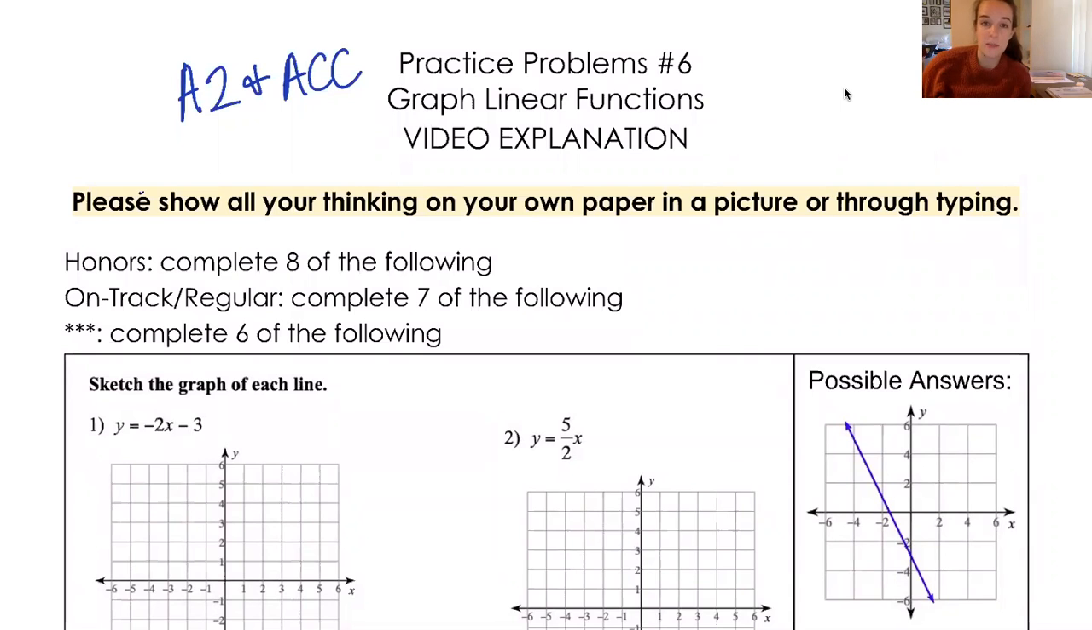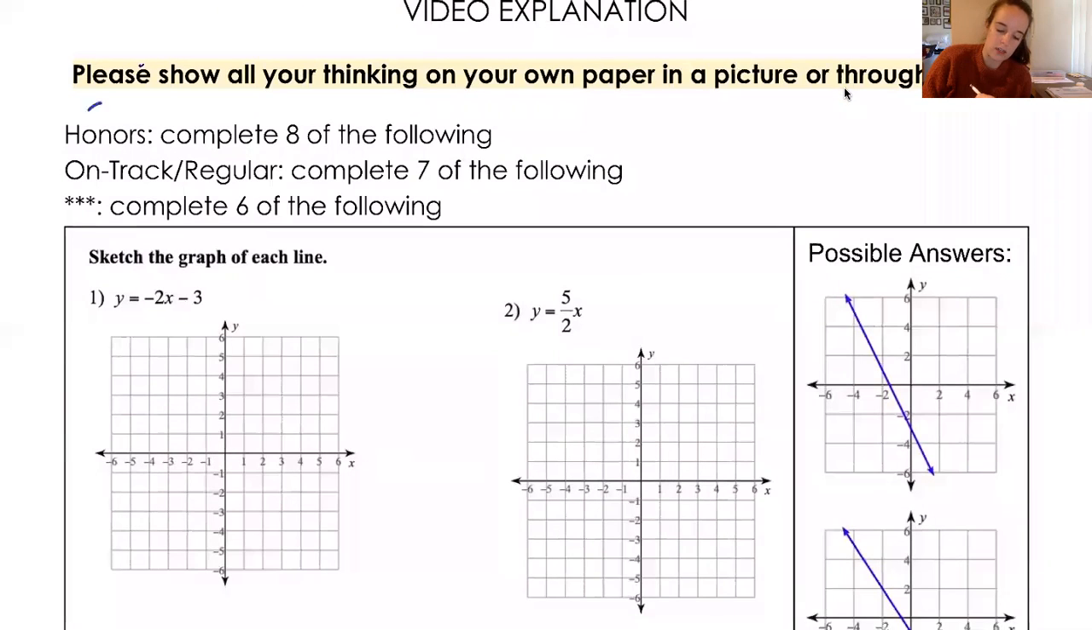So this one is number 6 for Algebra 2 and for Accelerated. And we're graphing linear functions, right? So we're going to be on a graph. Linear means straight lines, and they're functions. So if you are honors, on track, star, star, star, you can see how many you need to do.